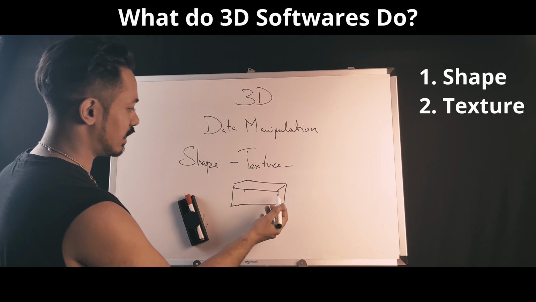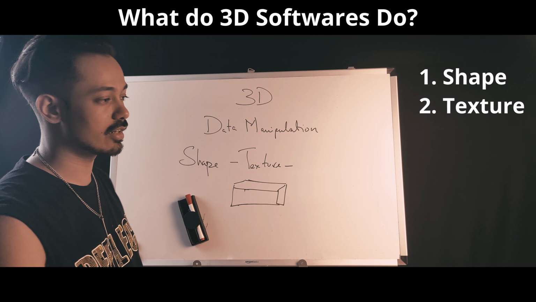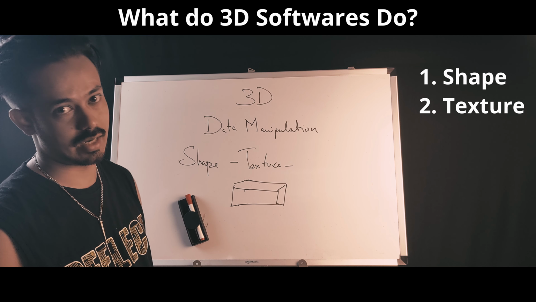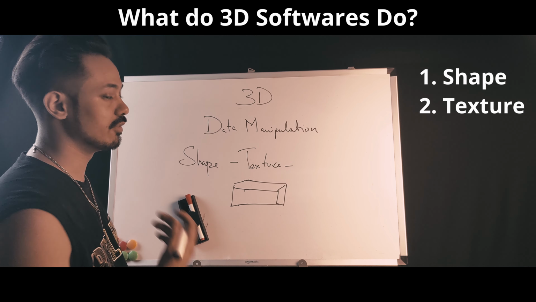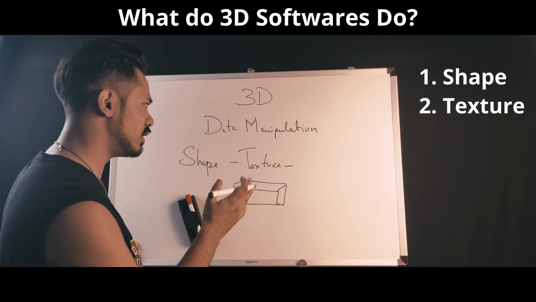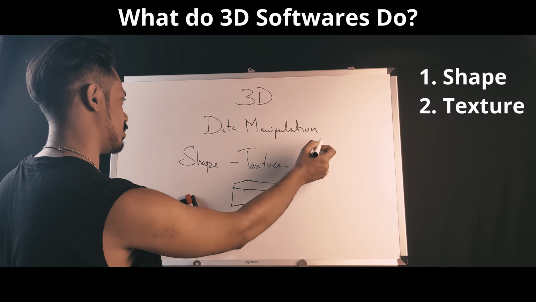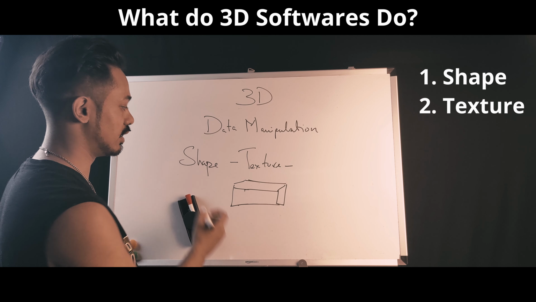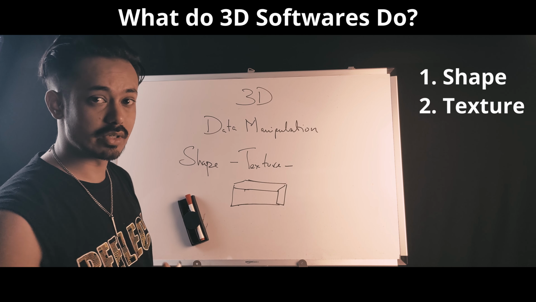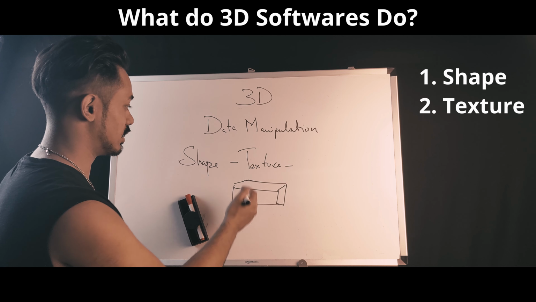Why? Because every software can manipulate shape. Unreal can, Blender can, Houdini can. It's not a matter of whether it can or cannot. All 3D software allows you to do data manipulation, and the way that we experience it is through shape. I'm going to keep on repeating myself a lot so that you understand.